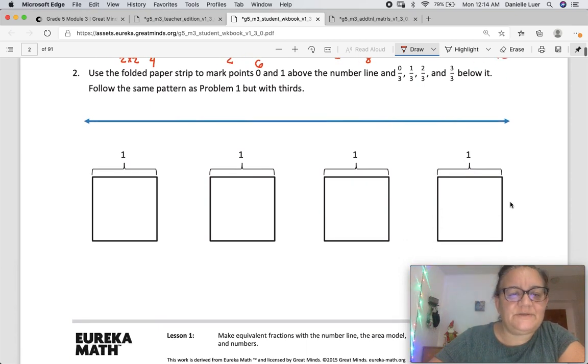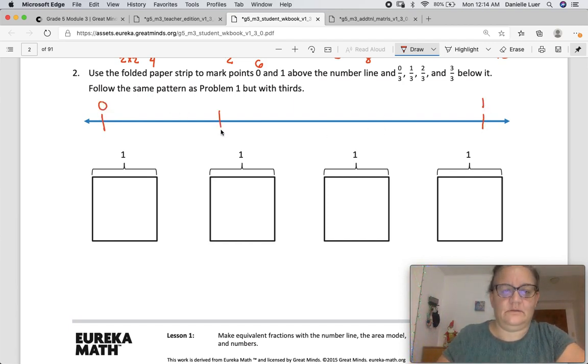Use the folded paper strip to mark points 0 and 1 above the number line, and 0/3, 1/3, 2/3, and 3/3 below it. 0, 1/3, 2/3, and you know that 1 equals 3/3, and 0 equals 0/3. Okay, so 0/3, 1/3, 2/3, 3/3.